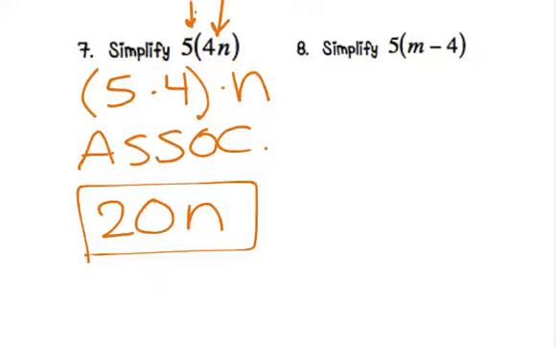Okay, number 8. Notice we've got a minus in here, and we've got a number out front here, and it's right up against the parentheses. So that means multiplication. That means 5 times m minus 4.